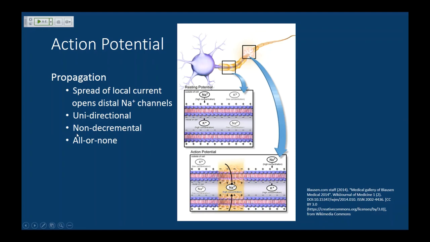Non-decremental: it does not decrease in strength as it goes, because as you move down the axon, you're opening new voltage-gated sodium channels, which all have the same effect on membrane potential. Basically, it's a domino effect all the way down the axon. And then all or none: you either get the whole thing and you get this domino effect of sodium channel opening, or you don't reach threshold and you don't get it at all.